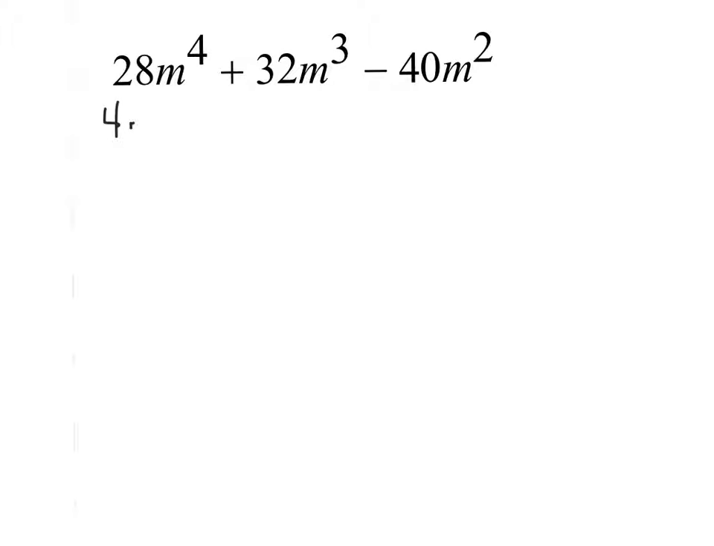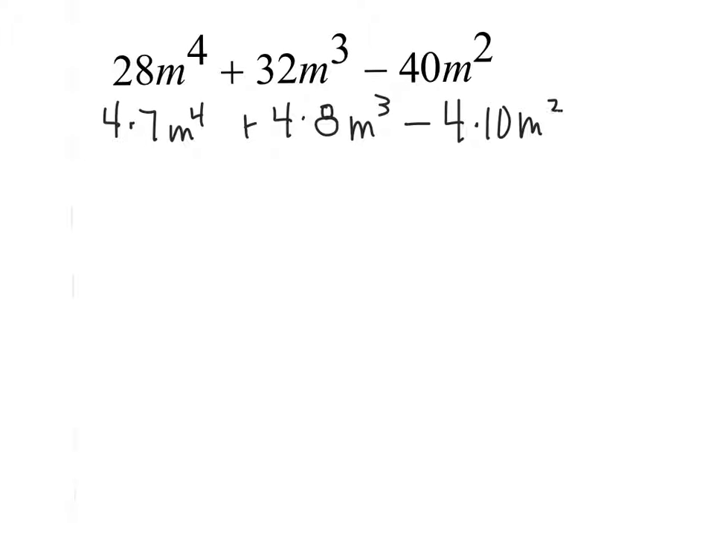So we can rewrite 28 as 4 times 7, and we'll put that m to the 4th. 32 is 4 times 8, and we'll keep that m cubed. And then 40 is 4 times 10 with that m squared. So you see that each one of those terms could be factored so that it has a common factor. So now we're going to just take that common factor out, and we'll put it in front to show that we can always redistribute it back in to get our original polynomial.